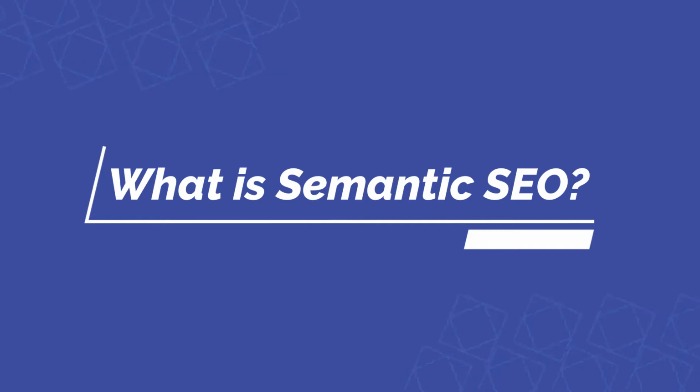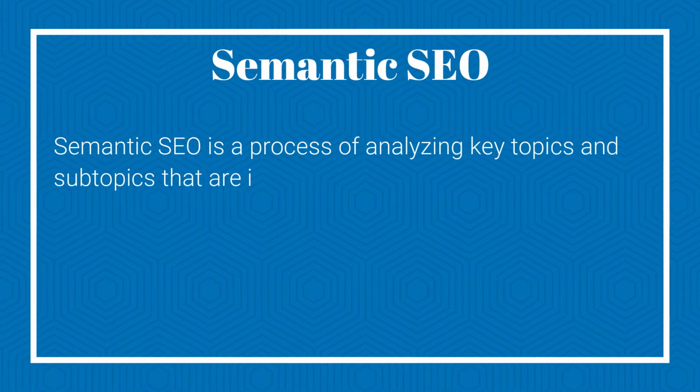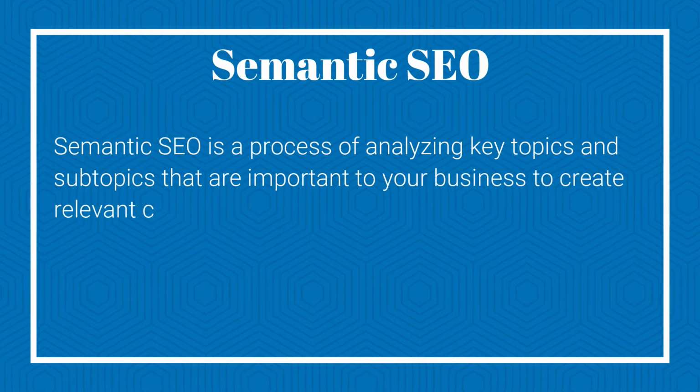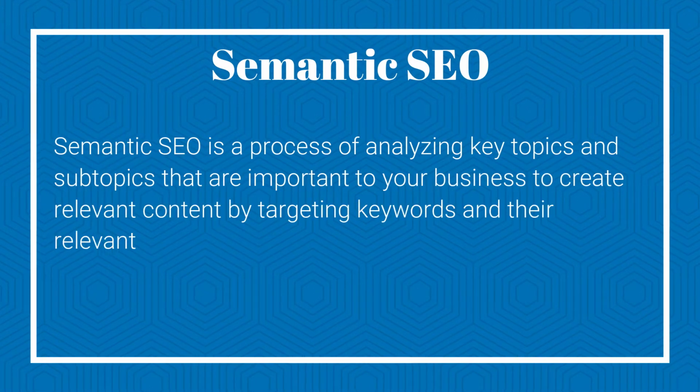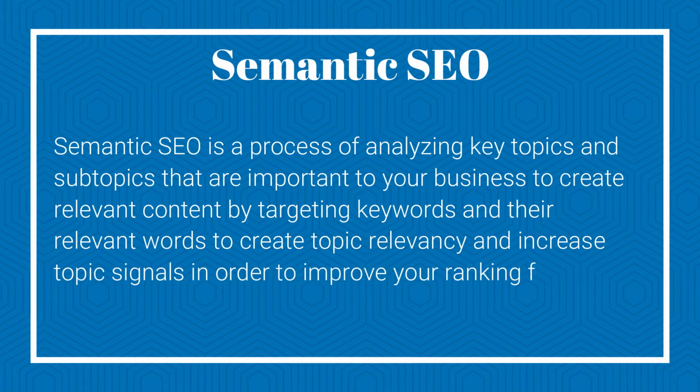So, what is semantic SEO? Semantic SEO is a process of analyzing key topics and subtopics that are important to your business to create relevant content by targeting keywords and their relevant words to create topic relevancy and increase topic signals in order to improve your rankings for overall niche. Now, this is the definition of semantic SEO. However, as you can see, semantic SEO means many different things, so let's explain each of them separately.